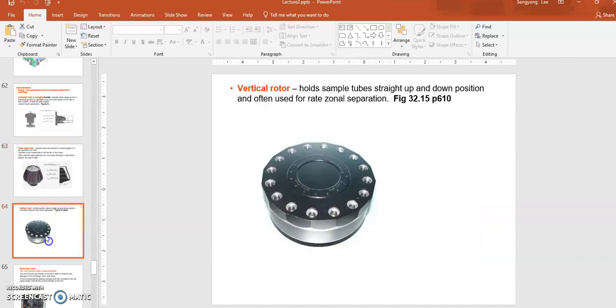Okay, fixed angle rotor. And then this is a vertical rotor. It's a vertical design. The sample will be added, and the radius is the same here, top and bottom. So your pellet will end up on the side wall.